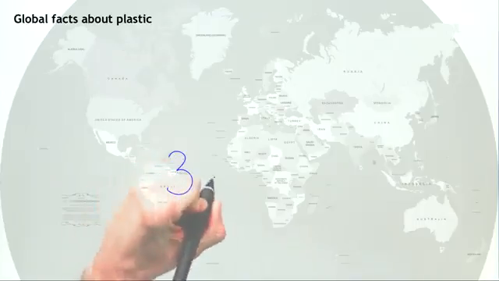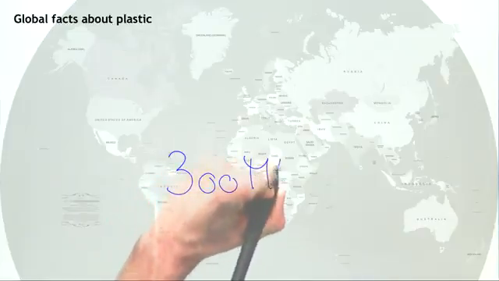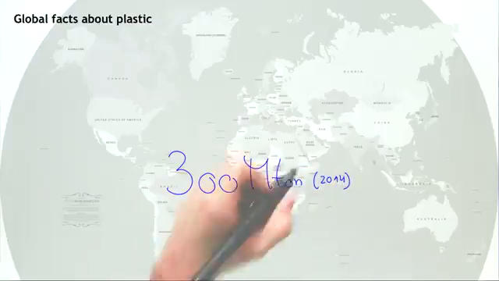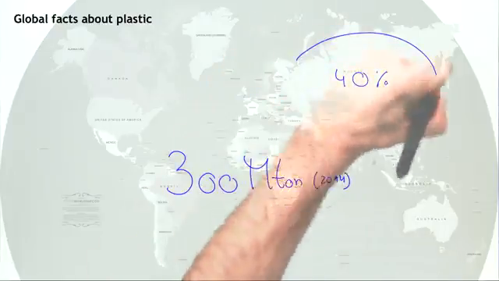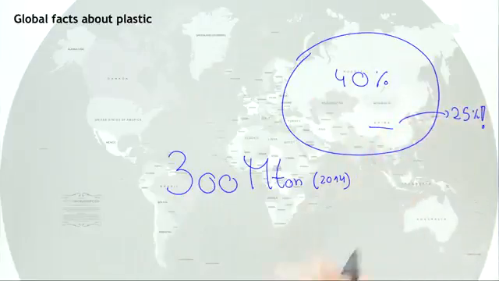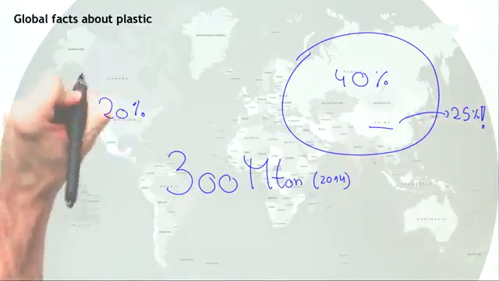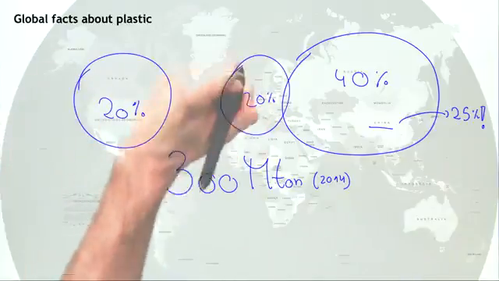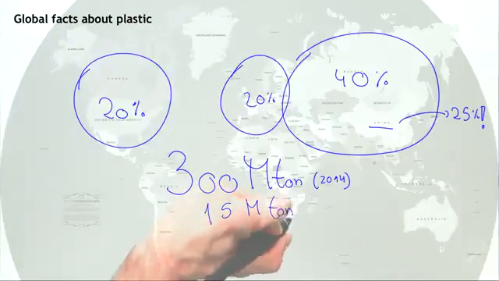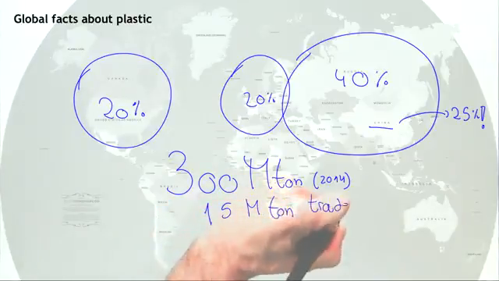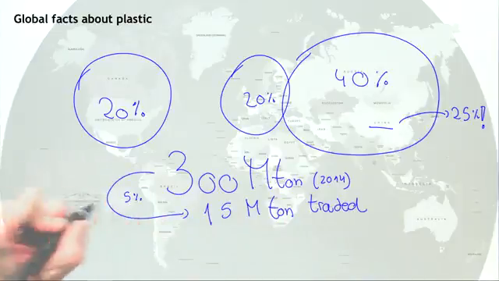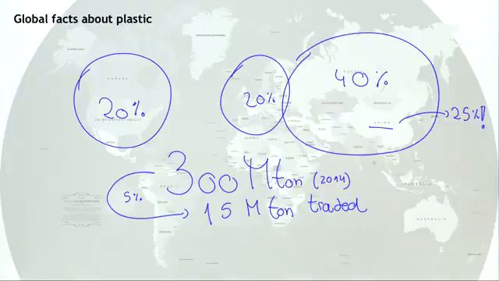Some global facts. The plastic global production in 2014 was 300 million tons. 40% by weight of world production takes place in Asia. China on its own produces 25% of the world production. North America and Europe cover 20% each. The annual volume of globally traded waste plastics is around 15 million tons, less than 5% of the new plastic production. This shows that recycling of post-consumer plastic waste is still in its infancy.